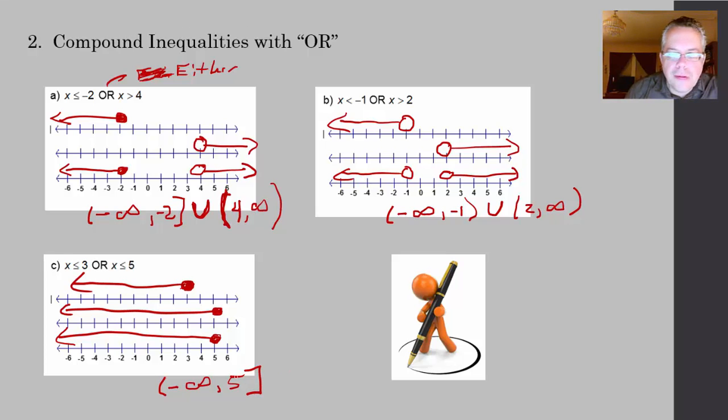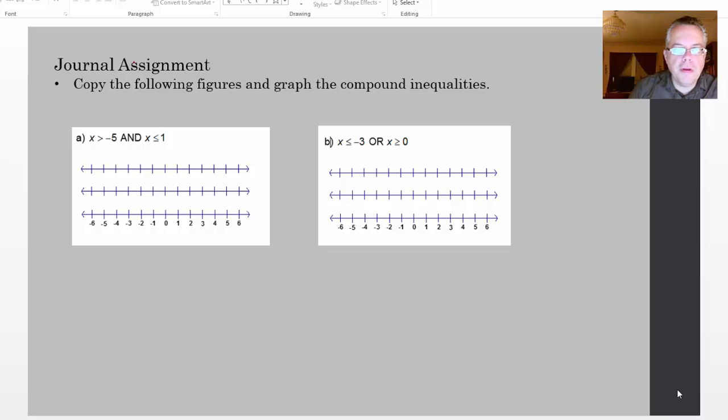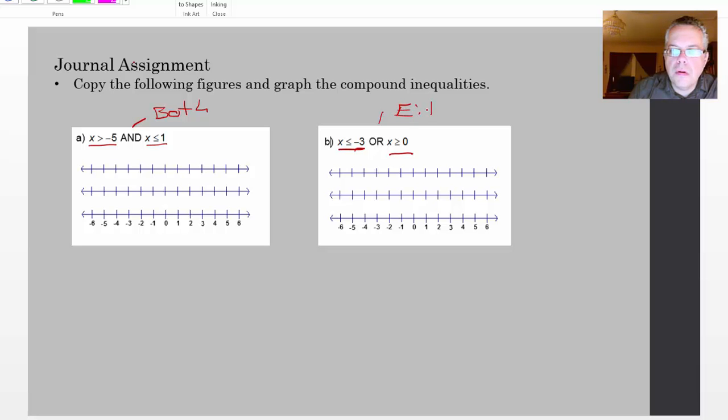We're going to practice this a lot in class, but I want you to kind of get a feel for it. Plot the two basic inequalities, then think, do we want values of x that are on both graphs or either of the graphs? The journal assignment. So copy the following figures in your journal and graph the inequalities. So remember to graph the basic inequalities first. So graph the first inequality on the first number line, the second inequality on the second number line. Then pay attention to whether it's an and or an or problem. Remember, and means both, and or means either. Okay, good luck. See you in class.